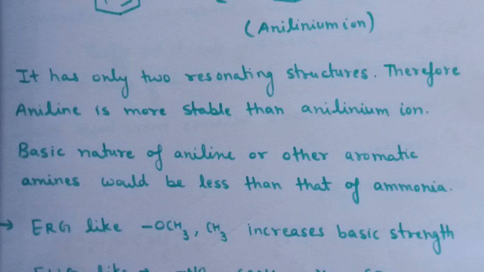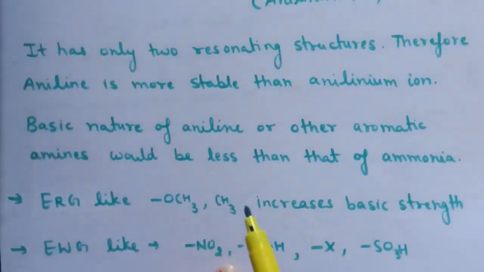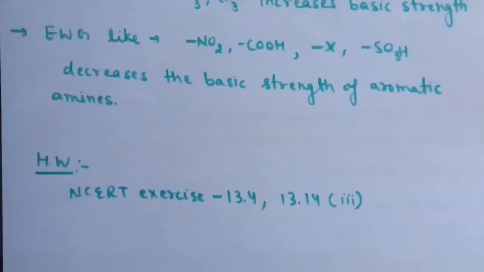But if electron releasing groups like OCH3, CH3 are placed on the benzene ring, they increase the basic strength of aromatic amines, and electron withdrawing groups like NO2, CHO, X, SO3H decrease the basic strength of aromatic amines. So this is all about the basicity of aliphatic amines versus ammonia and aromatic amines versus ammonia.